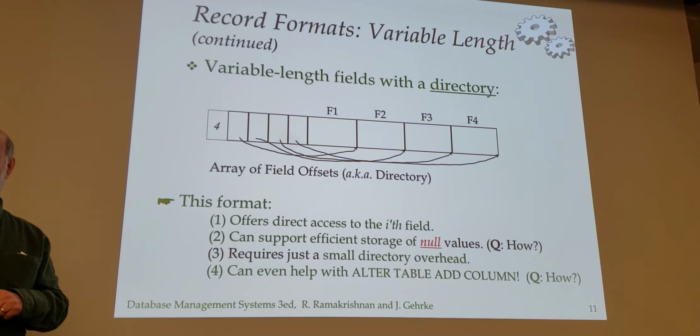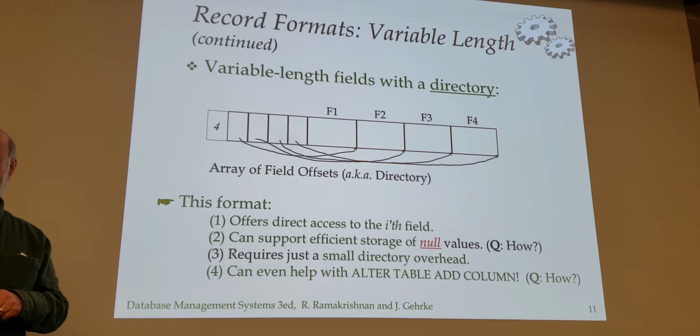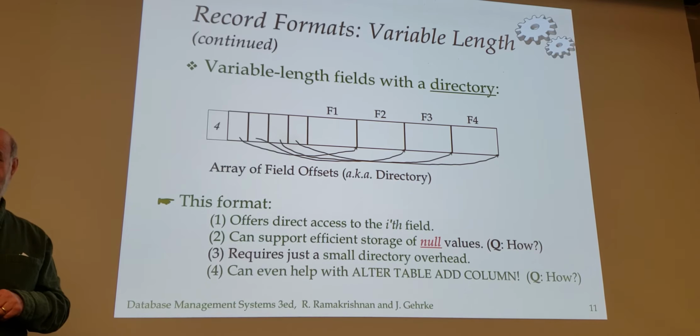So how do you figure out where field I begins? It's one more than where field I minus 1 ends. But there is an exception. There is no field 0. We're counting from 1, not from 0. Sorry about that. Where does field 1 start?